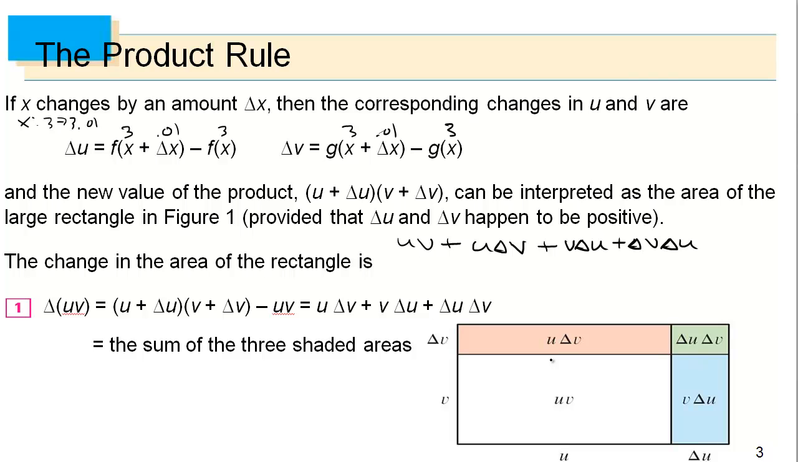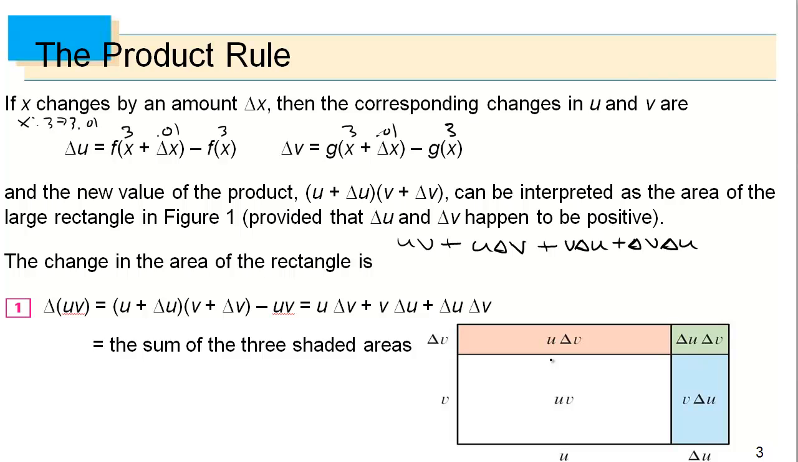Okay, so u plus its change times v plus its change gives you all that area. So all of that area represents the overall change. Therefore, the change in the area of this rectangle is the change in u times v, right? Because the original product was just u times v. Now we're going to let both of them change a little bit, so that's why it's u plus delta u times v plus delta v. That's the change.